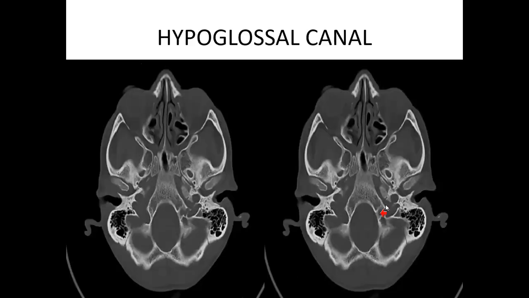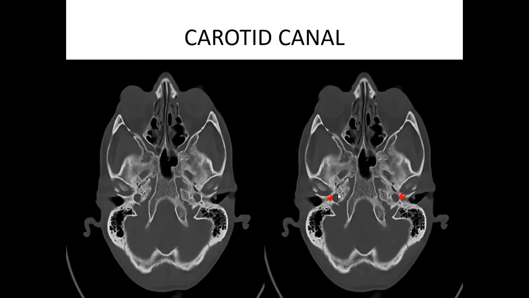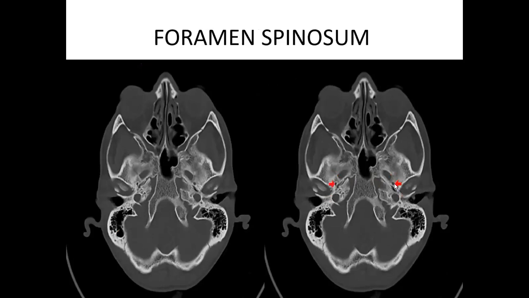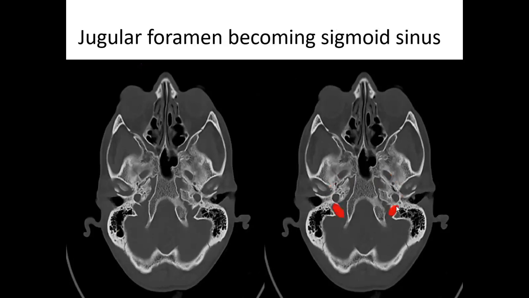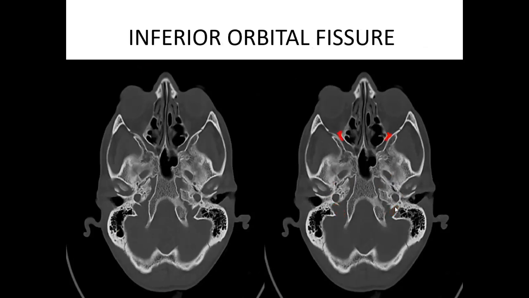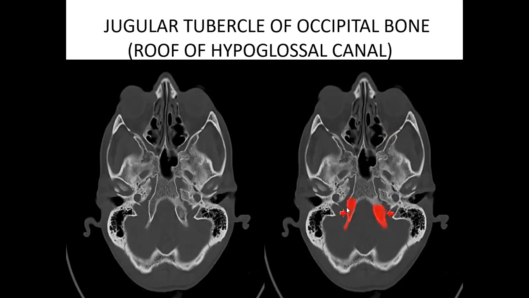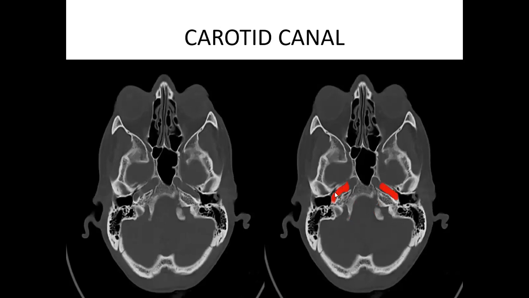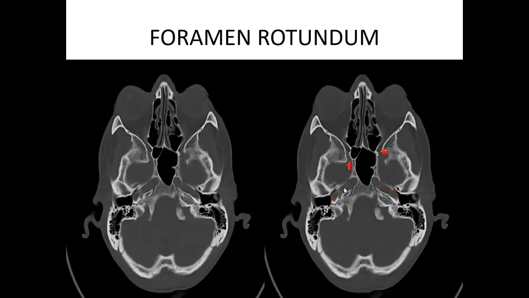This is the hypoglossal canal, the 12th nerve canal. Then this is the carotid canal, the pars verticalis, and this is the pars horizontalis of the carotid canal near the foramen lacerum. This is the foramen ovale, an oval structure. Behind this is the foramen spinosum. You can see foramen spinosum very easily. This is the sigmoid sinus. This is the inferior orbital fissure. This is the jugular tubercle. This is the carotid canal, pars horizontalis, that is foramen lacerum, and foramen rotundum. You can see foramen rotundum here.